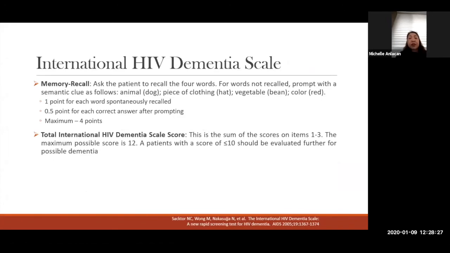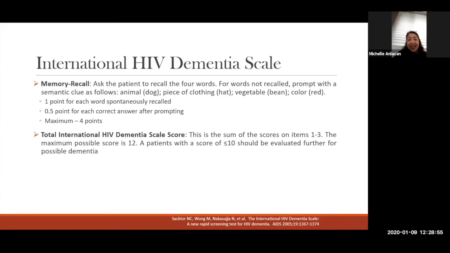So now is the time for you to ask them to recall the 4 words. I wonder if you recalled the 4 words without looking at the slide. So it's dog, hat, bean, and red. You give them 1 point for each word that is spontaneously recalled. If you give them clues or cues, hindi siya, it's called prompting. You don't give them one whole point for that.